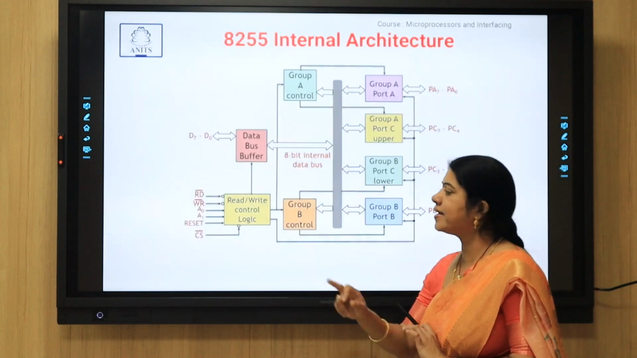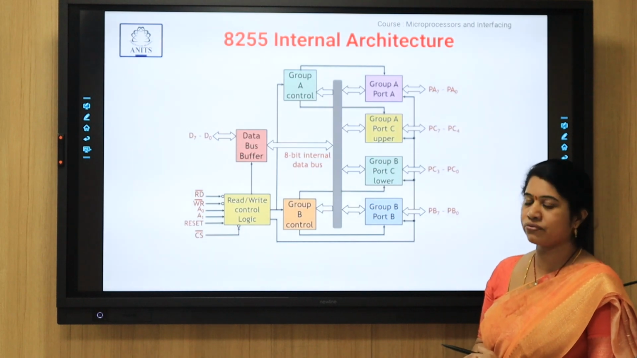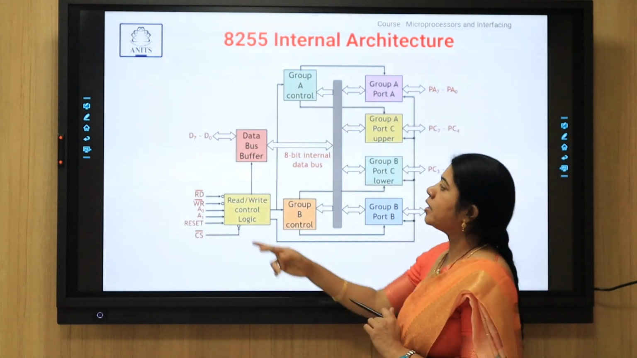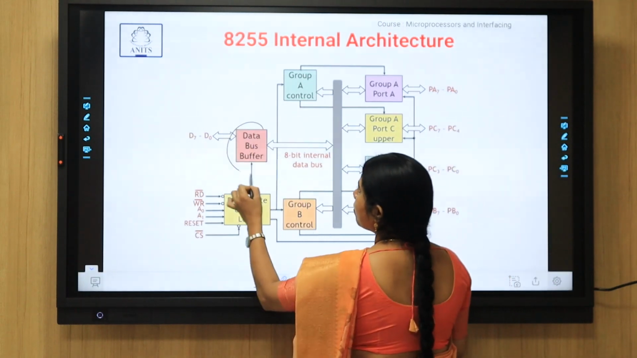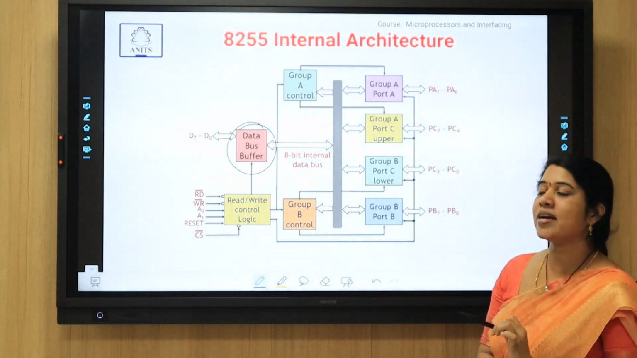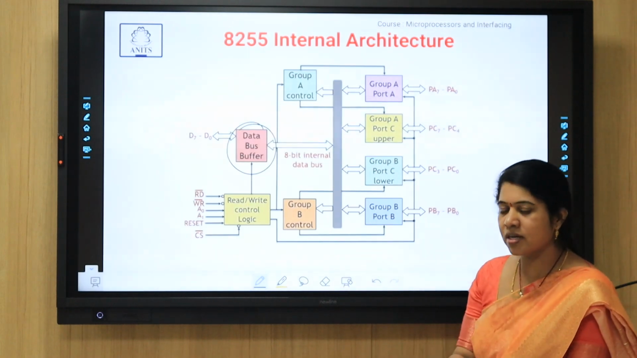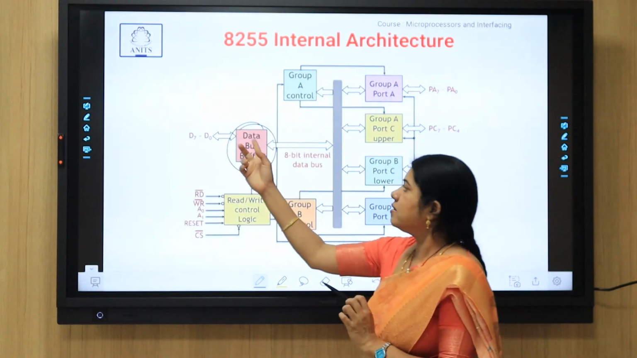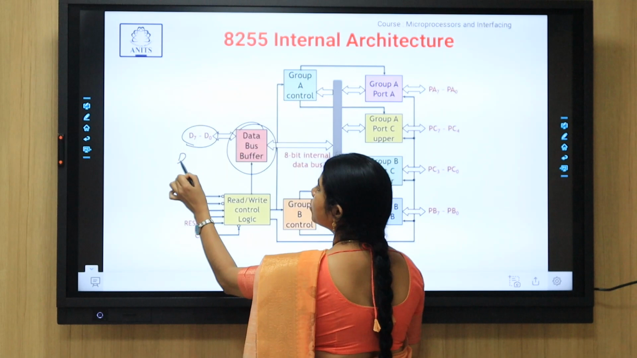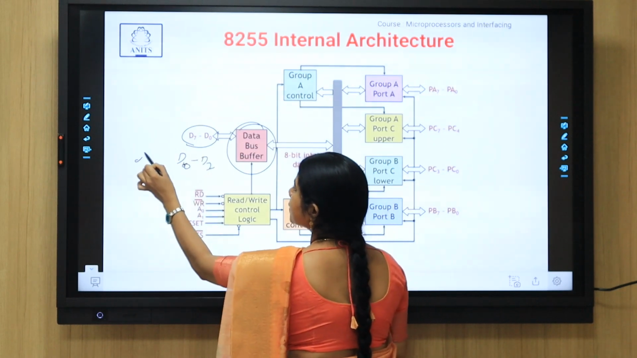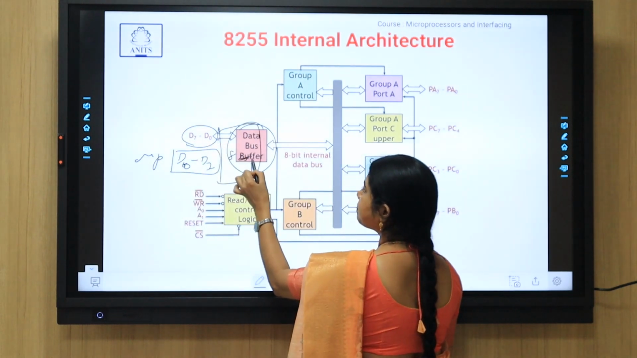Once we go through the internal architecture of 8255, we can understand the working and the importance of this 8255. Coming to the block diagram of 8255, it consists of one main part, that is the data bus buffer. This data bus buffer is the main interfacing unit between the microprocessor and the 8255. It is a bidirectional buffer. It has the pins D0 to D7. Through these D0 to D7 lines, the microprocessor can be interfaced with this 8255.